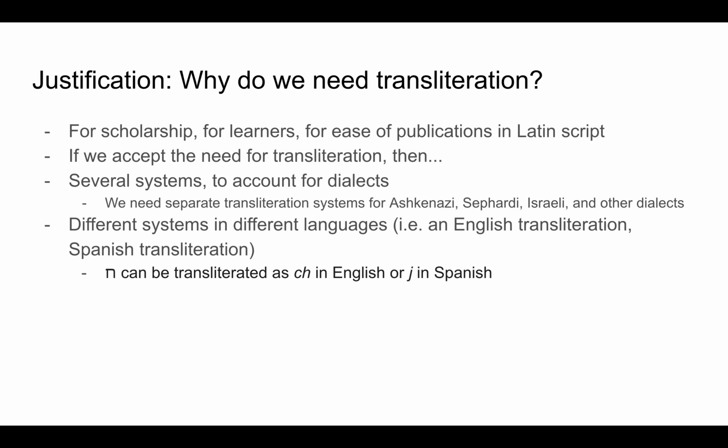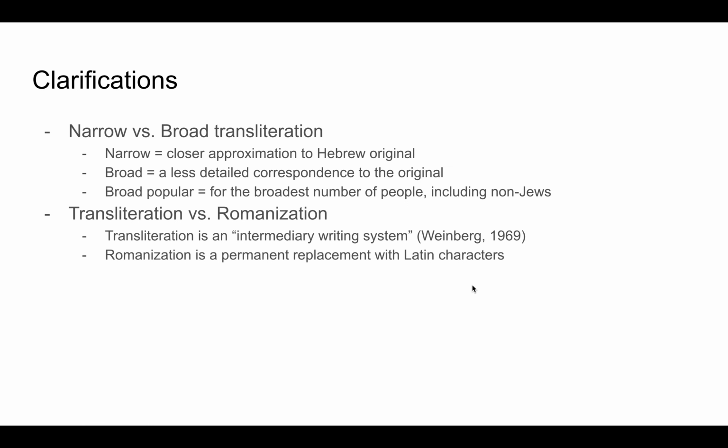So we could see in scholarship if we want to refer to words in Hebrew in a precise way. If people are the ones who learn how to pronounce it, they could use the transliteration to help them get started. If we do accept that transliteration is something that's desirable, we might decide that we could have several different kinds of transliteration for different purposes. Okay, we might have different transliteration systems for different languages. For example, the Hebrew letter het could be transliterated as ch in English or j in Spanish, for example.